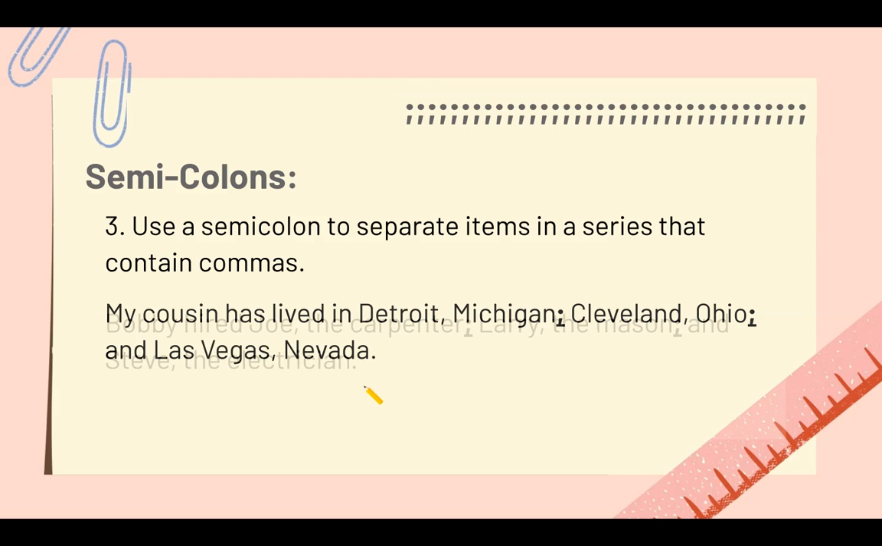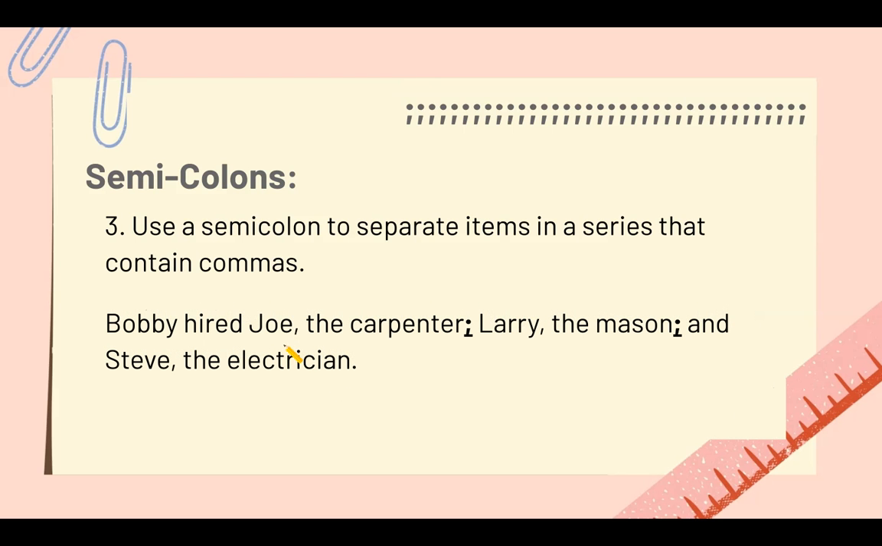Okay, so let's look at another example of that. Bobby hired Joe, the carpenter; Larry, the mason; and Steve, the electrician. So now I know, oh, this goes together. Joe is the carpenter. Larry is chunked, right, with the mason. And Steve is obviously the electrician. So you can kind of clearly see the chunks.